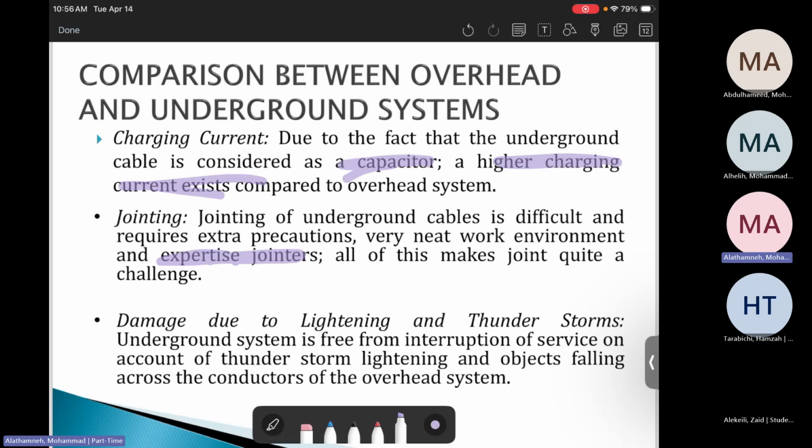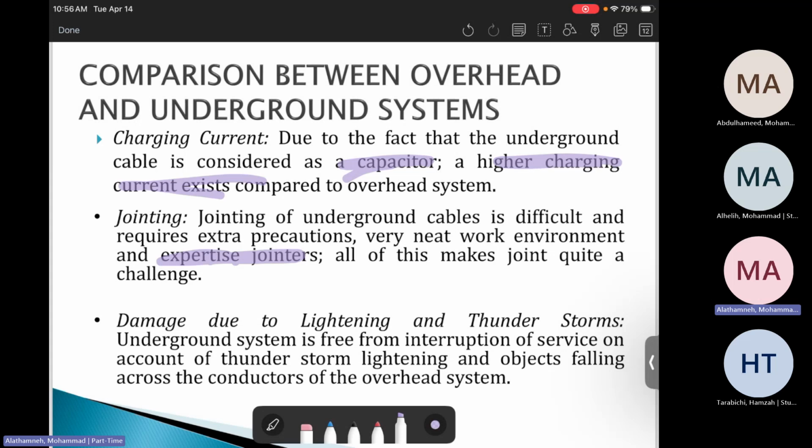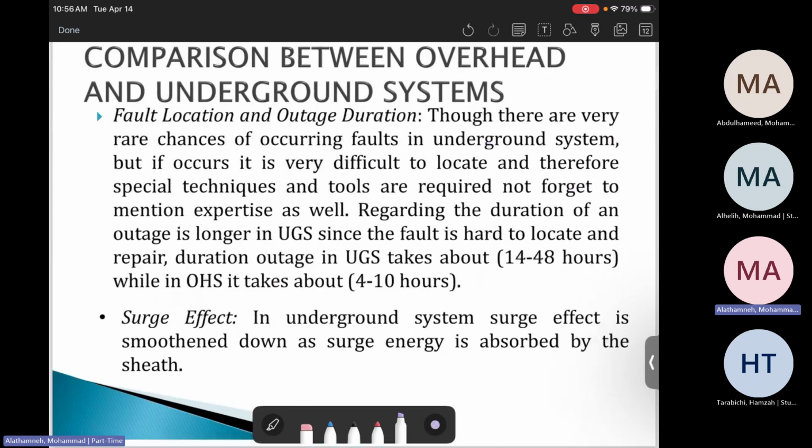When they are doing the joint, we need to make sure there are no problems and no environmental impacts. So it must be, again, very neat. Next, damages due to lightning and thunderstorms. Underground systems are free from interruptions of service on account of thunder. There are no thunderstorms, no lightning strikes, and no winds there, which makes it good.